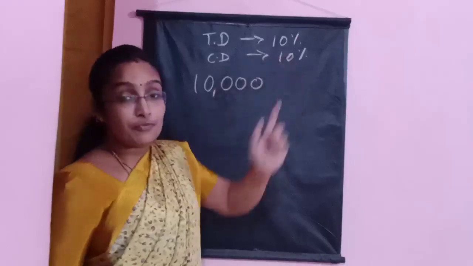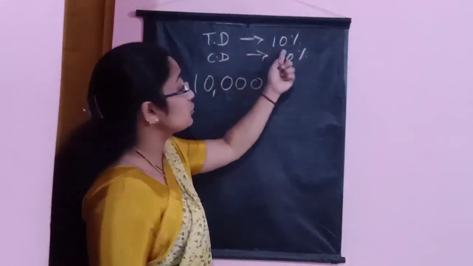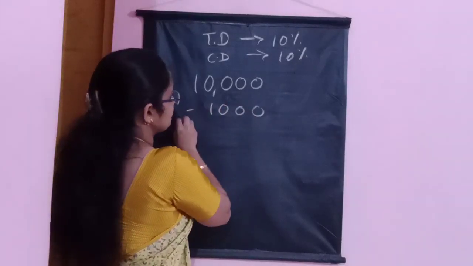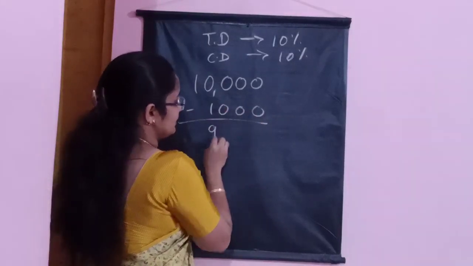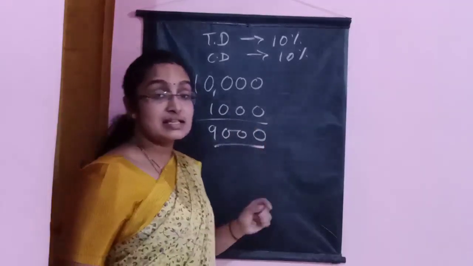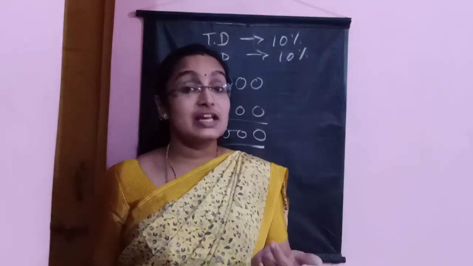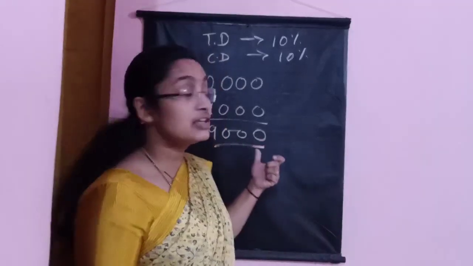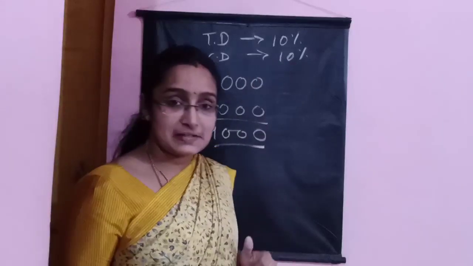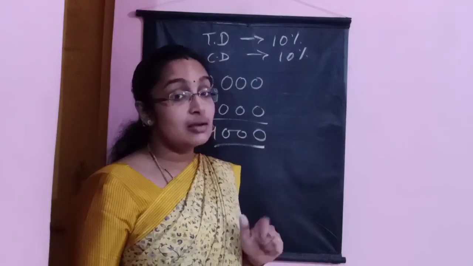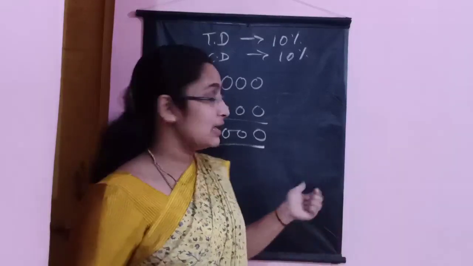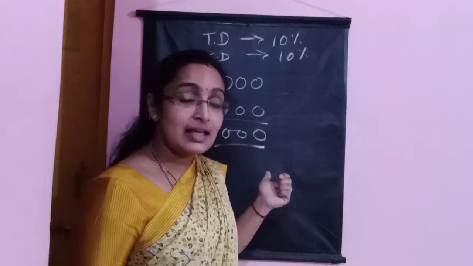So first of all, while we make the sales, we have to reduce the trade discount. So after the trade discount it is 9,000 rupees. And if this 9,000 rupees is paid by the purchaser, that is Mr. M, within a month, then he will get the 10% as cash discount. But if he doesn't do that within a month, he'll have to pay the whole of 9,000.